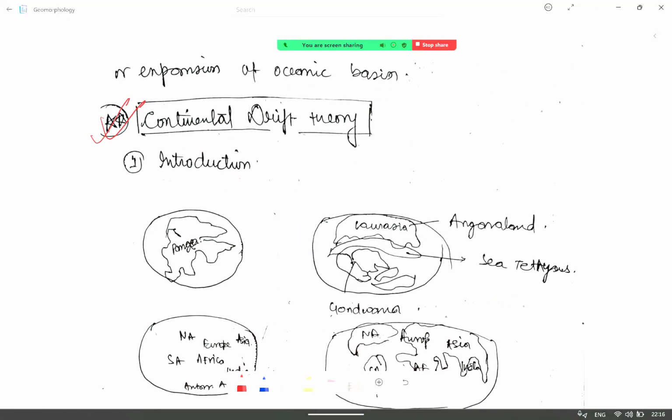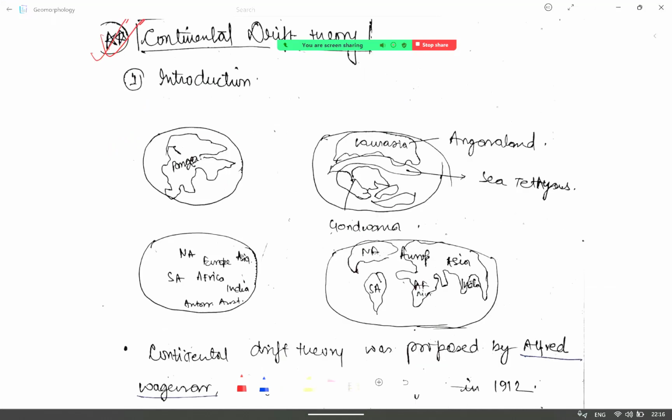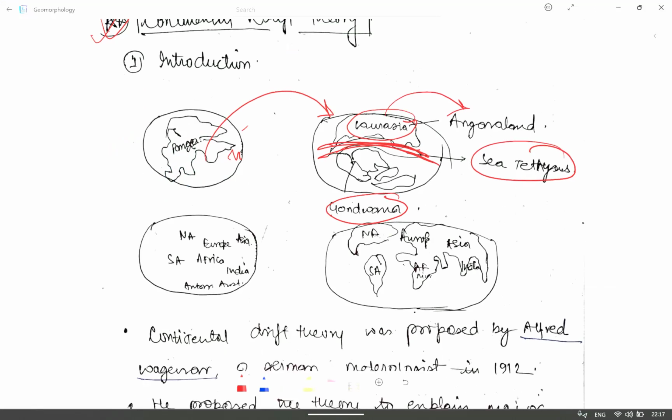So the most important part which comes is about continental drift theory. Now, what does continental drift theory say? Before starting, the Earth was one continent and one ocean. Pangea was the one island and Panthalassa was the one ocean which was present. Then it got divided into two continents. One was Laurasia, named as Angaraland, another was Gondwana, and in between a Tethys Sea was formed.